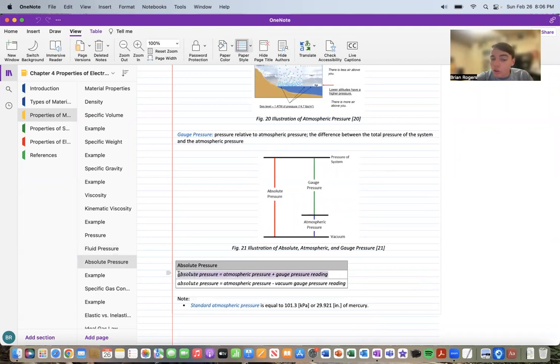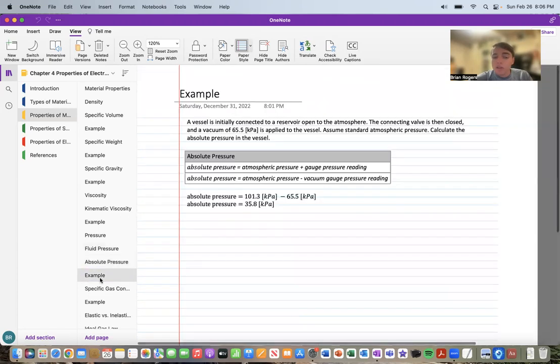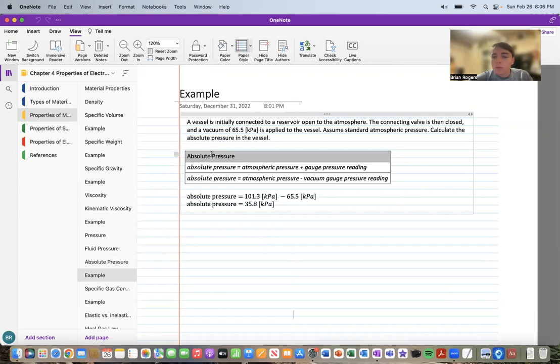What I want you guys to know is the total system pressure is the summation of the atmospheric and the gauge pressure. Standard atmospheric pressure is equal to 101.3 kilopascals. Right now we're going to work with an example and just use the equations, but now you understand where this first one came from. If they ever refer to a vacuum gauge pressure reading, then you subtract it, just a heads up. But if they just refer to gauge, then you add it.